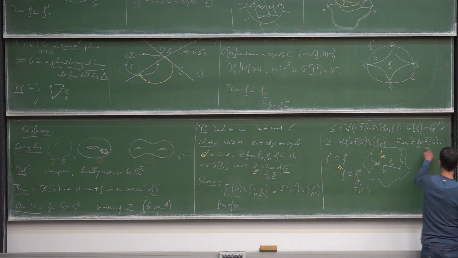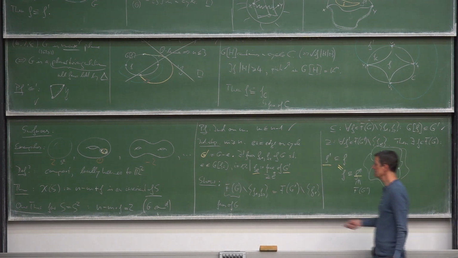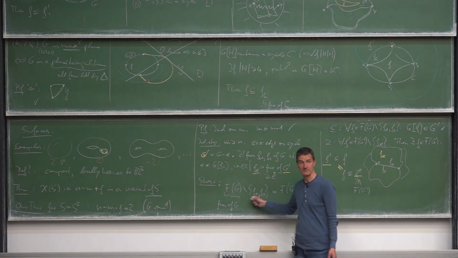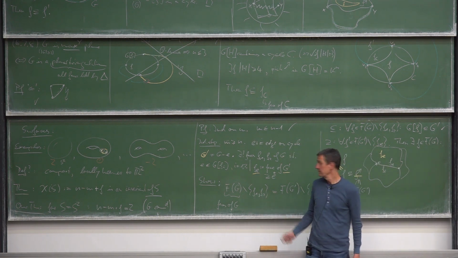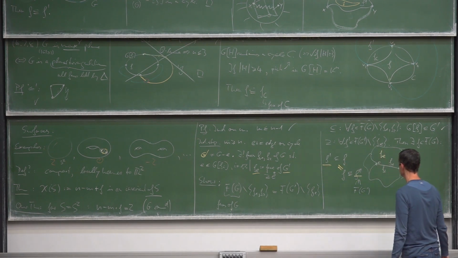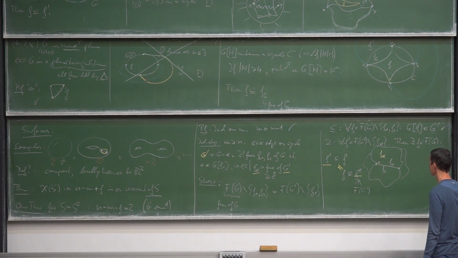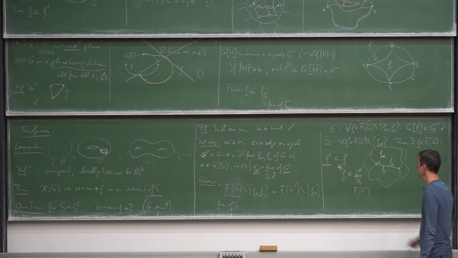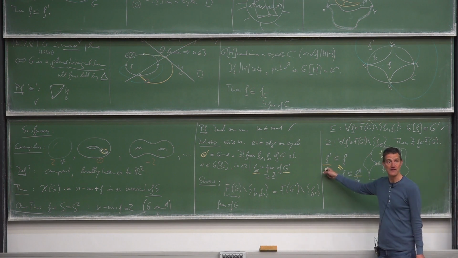We don't know very much about that face yet. And we want to show it's not one of these two. That's all that remains to show. But it can't be one of those two, because those two have the inner points of E on their boundary. And since this is also a face of G prime, its boundary doesn't contain points of E.